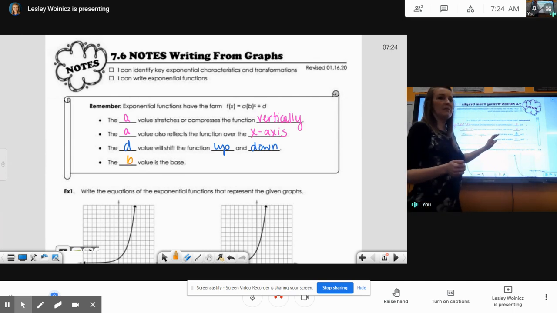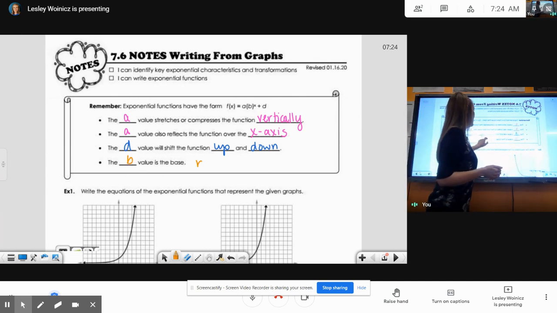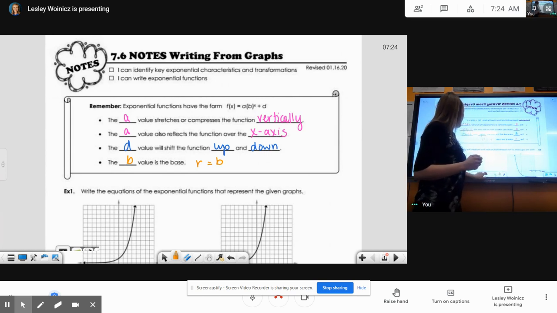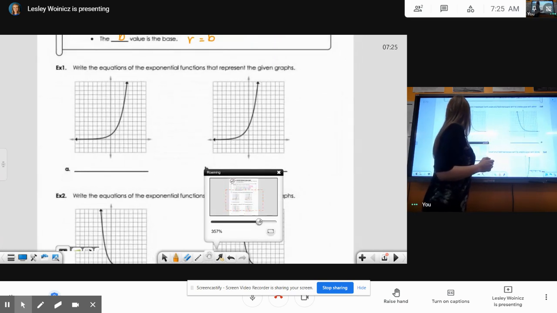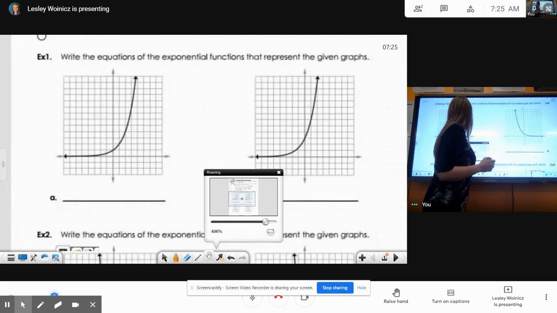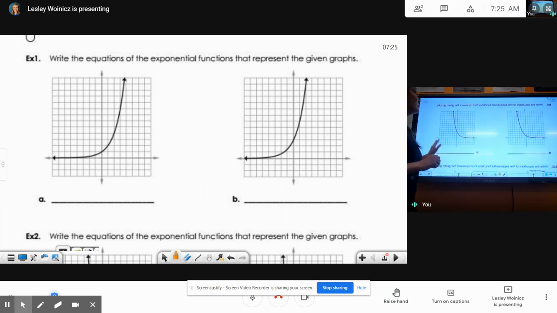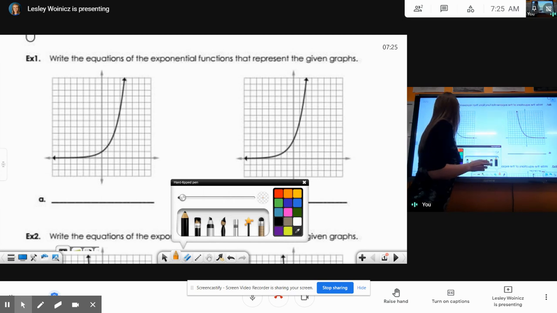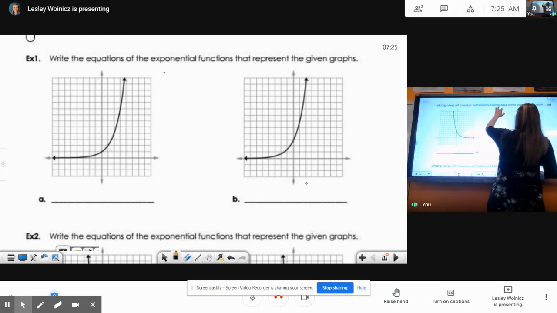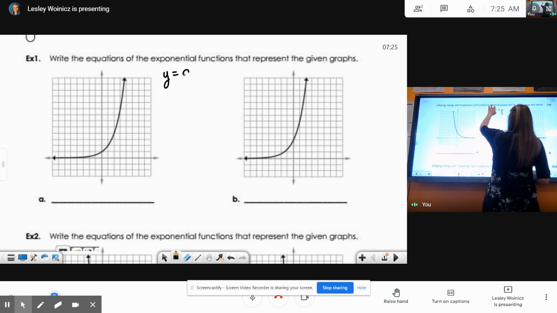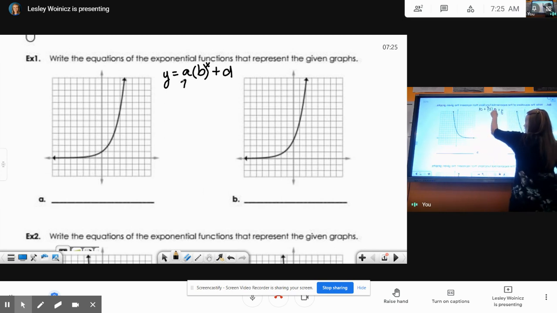And remember that we can find the base by finding the common ratio. The common ratio, r, is the base. So we have to write the equations for these exponential functions on these graphs. And to do that, we need to find all the stuff that's in this equation. y equals a times b to the x plus d. So we have to find a, we have to find b, and we have to find d.